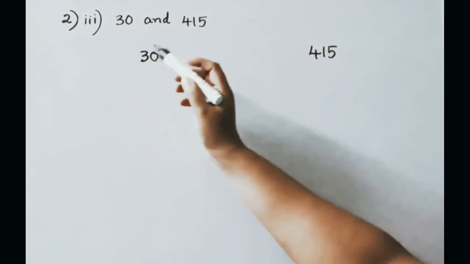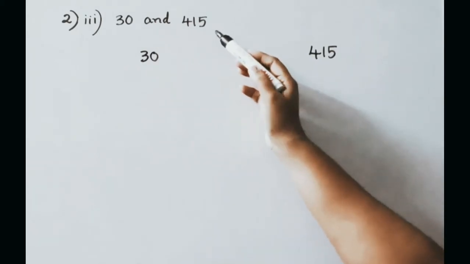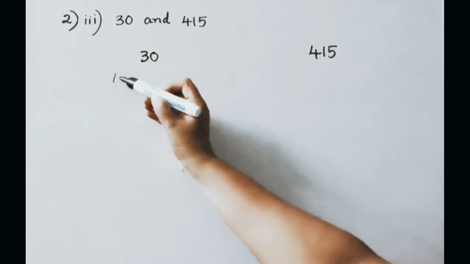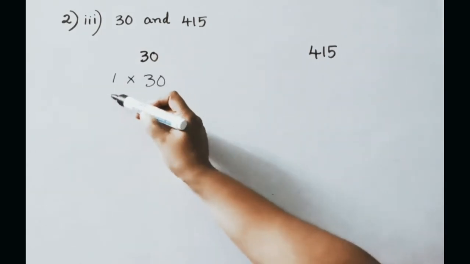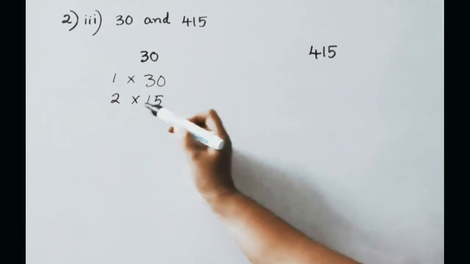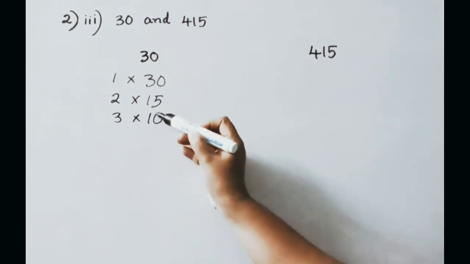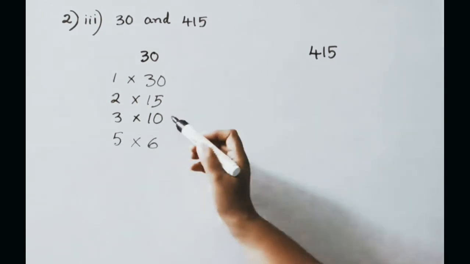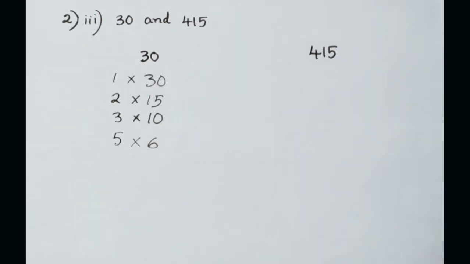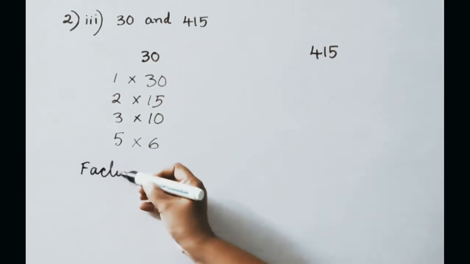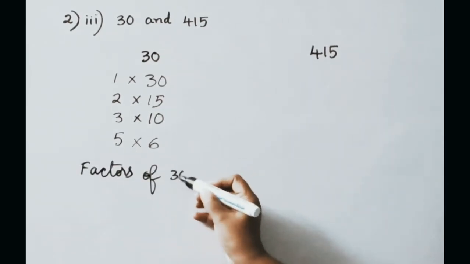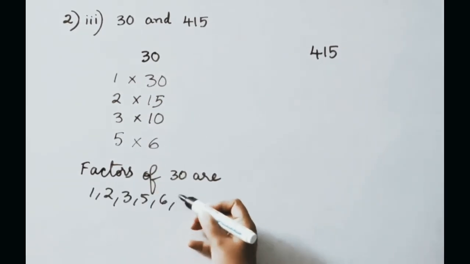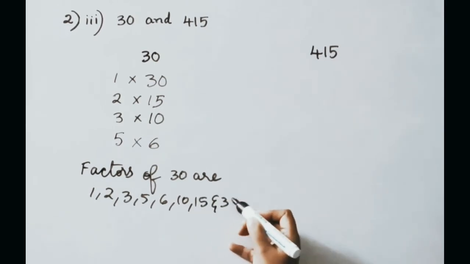See the third sum, 30 and 415. We need to find factors for 30 and 415. See the factors of 30: 1 into 30, 2 into 15, 3 tens are 30, 5 6s are 30. Reverse order, 6 5s, 10 3s, 15 2s, 30 1s. Therefore, the factors of 30 are 1, 2, 3, 5, 6, 10, 15 and 30.